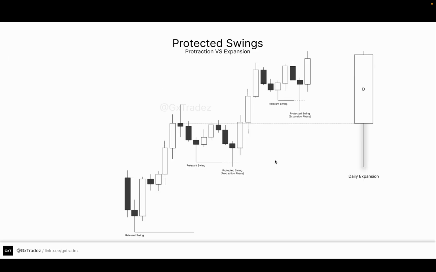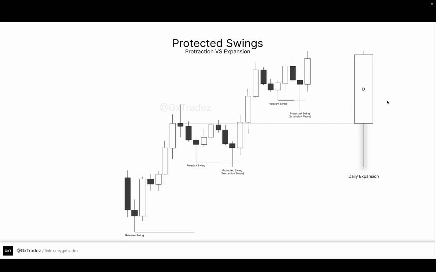Now, one thing we must understand is protraction versus expansion phases. So within a daily candle, like I said, you're going to have a protraction phase and an expansion phase. The protraction phase is just the open to the low of the candle, right? Forming the wick of the candle, so under the daily open, right? This is ideally where we want to see a protected swing form. It's to form the low of the day, right? Because if the wick is formed from a protected swing, then we can assume that price will expand away from that and create the body of the candle, right?